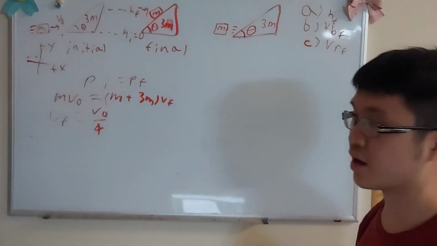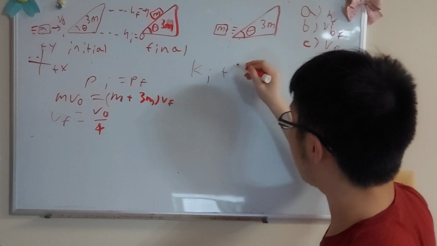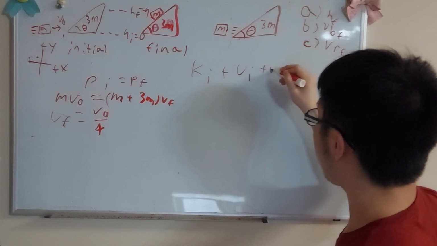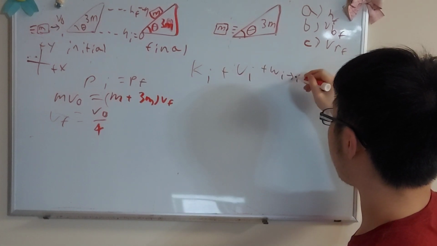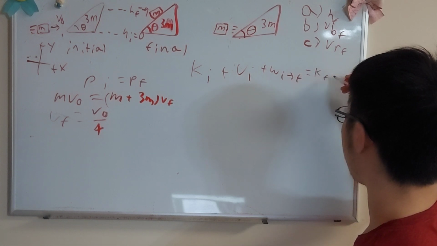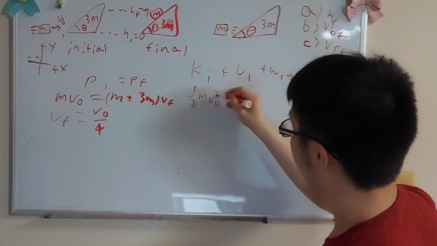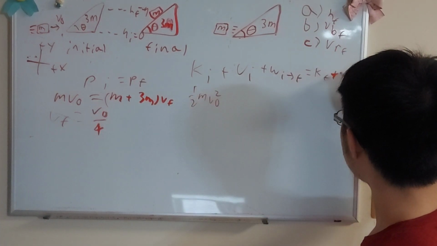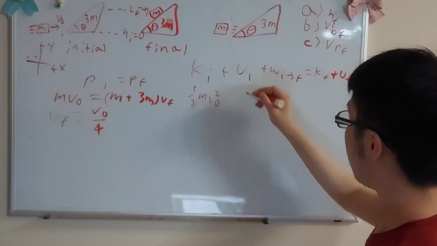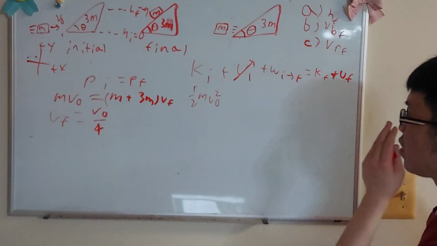Since it elastically collides, the work energy theorem holds true. Like what we saw with momentum, the ramp has no initial kinetic energy because it's at rest, but the block does, and it's equal to 1/2 m v naught squared. It has no potential energy because they're both on the ground, which has a height of 0.